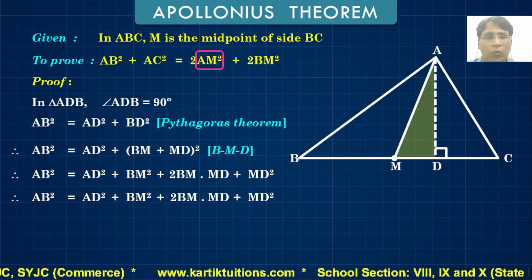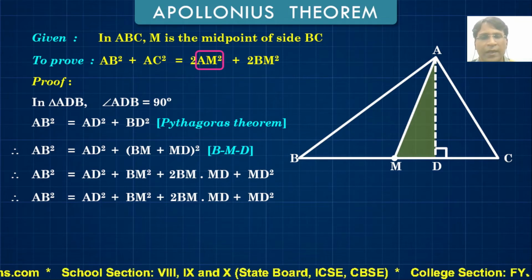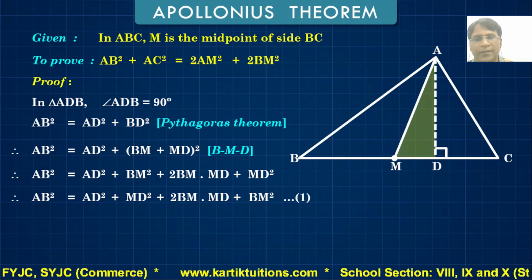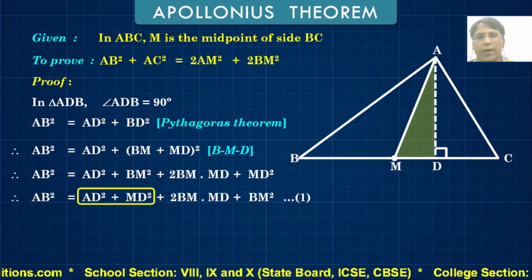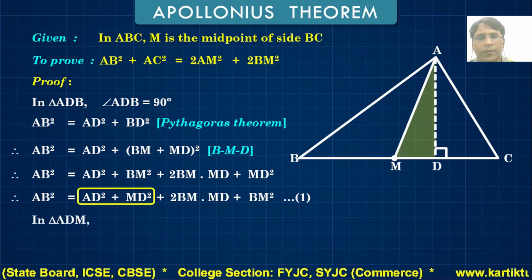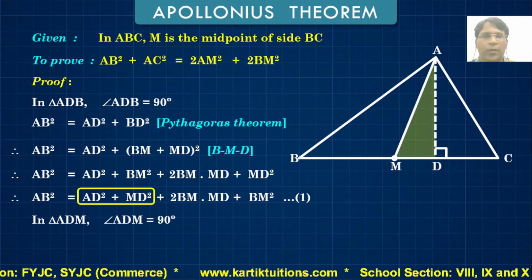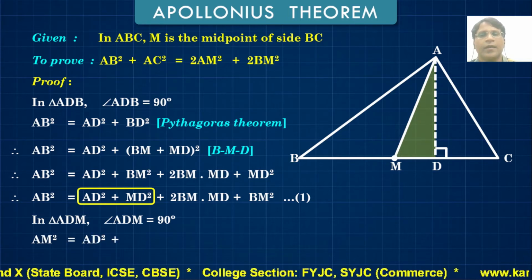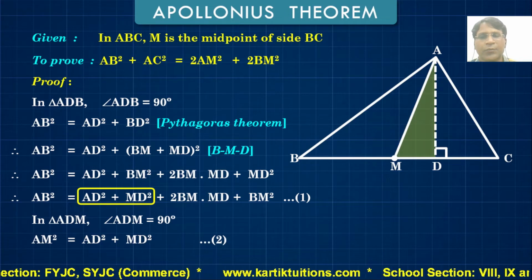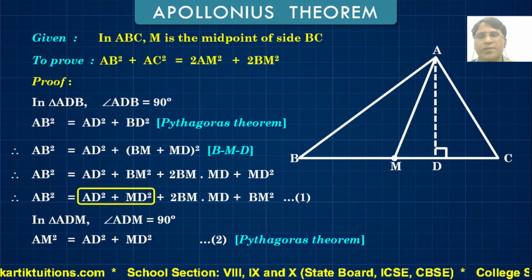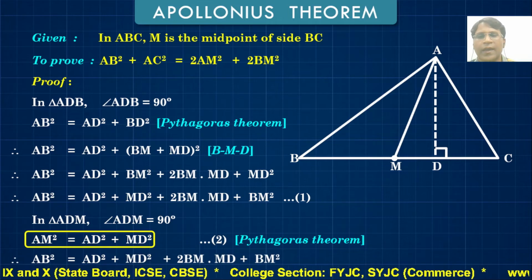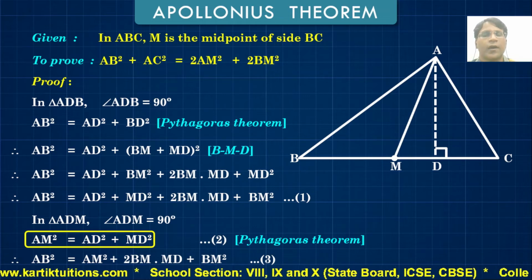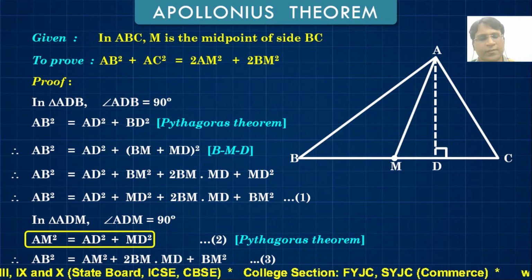So what I am going to do in this term, I am just going to bring AD square and MD square together और BM square को लास्ट में रख दिया. Let this be equation 1. Now in triangle ADM, angle ADM is 90 degrees, so I will apply the Pythagoras theorem. That will give me AM square is equals to AD square plus MD square. Now I will substitute this value in equation 1. So it gives us AB square is equals to AM square plus 2BM into MD plus BM square. I hope I am clear till here. Let's move to the next step.